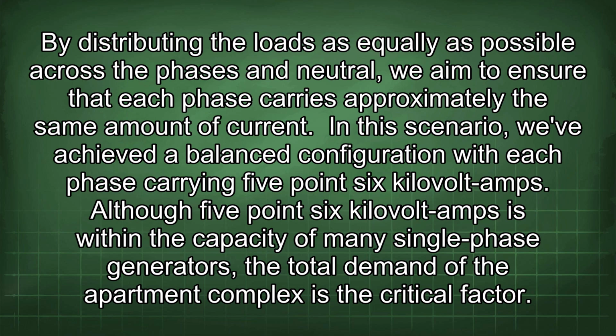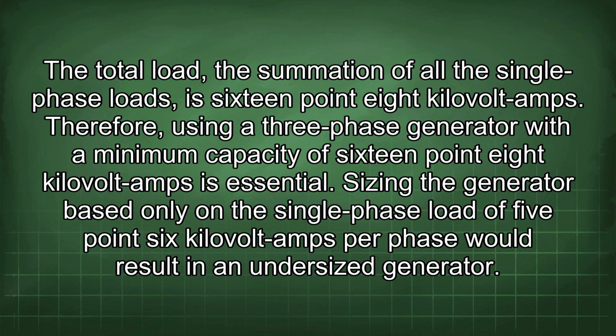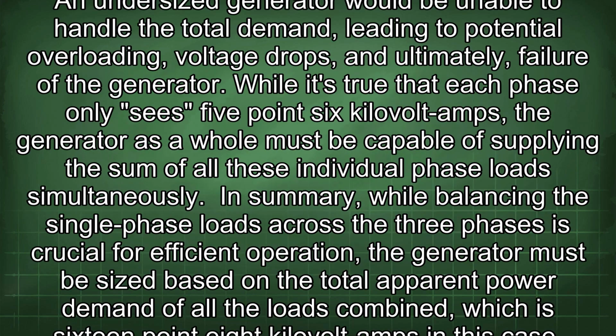Although 5.6 kVA is within the capacity of many single-phase generators, the total demand of the apartment complex is the critical factor. The total load, the summation of all the single-phase loads, is 16.8 kVA. Therefore, using a three-phase generator with a minimum capacity of 16.8 kVA is essential. Sizing the generator based only on the single-phase load of 5.6 kVA per phase would result in an undersized generator. An undersized generator would be unable to handle the total demand, leading to potential overloading, voltage drops, and ultimately, failure of the generator.